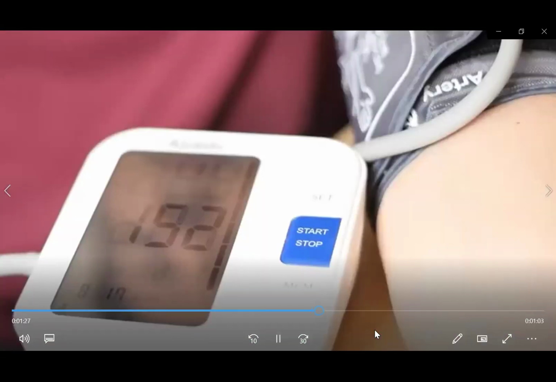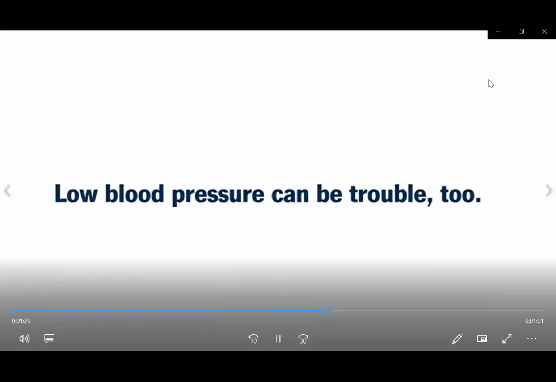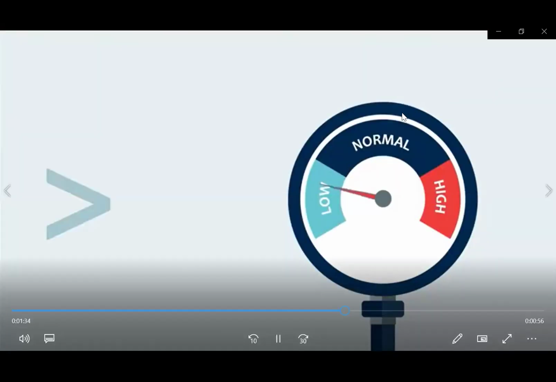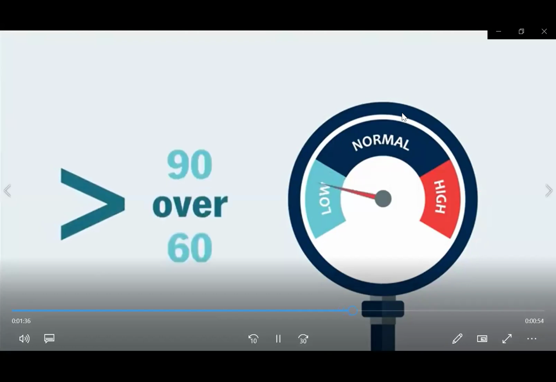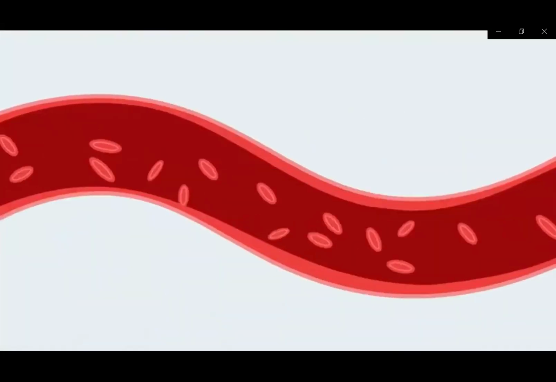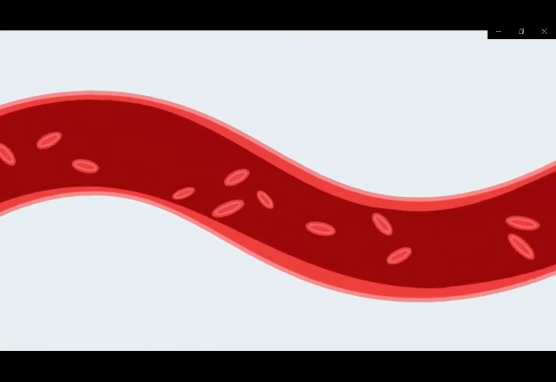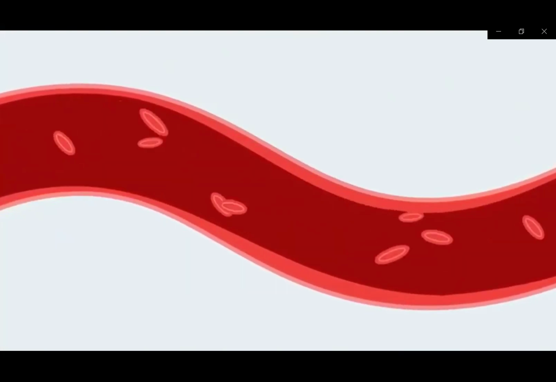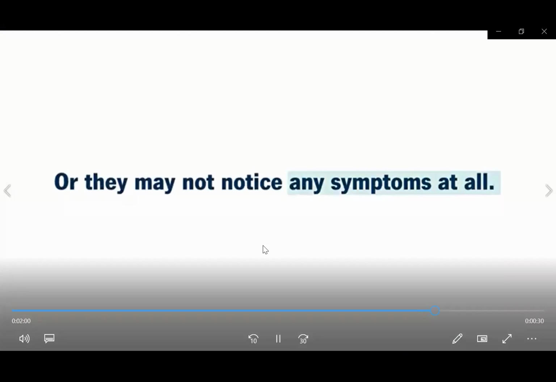And while many people worry about high blood pressure, low blood pressure can be trouble too. A blood pressure less than 90/60 is a sign of low blood pressure. That means your blood isn't flowing through your arteries with enough force, and it can keep your vital organs from getting the blood they need to function normally. People with low blood pressure may feel dizzy or lightheaded, faint or pass out, have fast, shallow breathing, feel tired or confused, or they may not notice any symptoms at all.